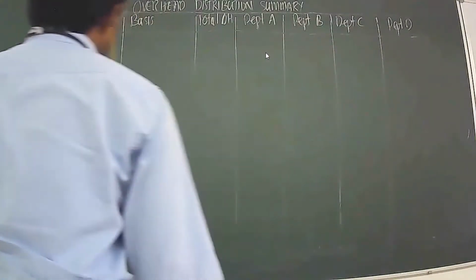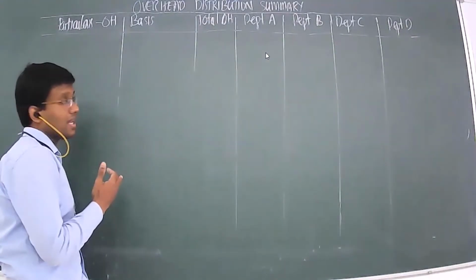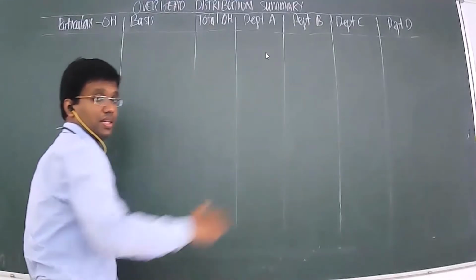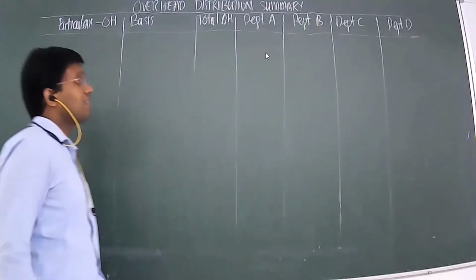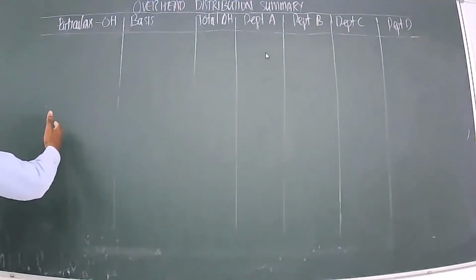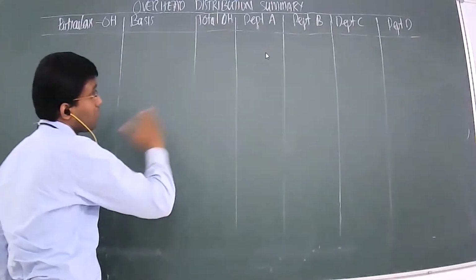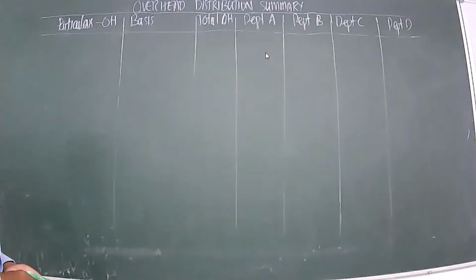So the overhead distribution summary, the format that we see over here, basically helps us to split the overhead and then spread it across the different departments that you have in the organization. It will help you to understand what your overhead is, and then split that overhead across the various departments in your organization.